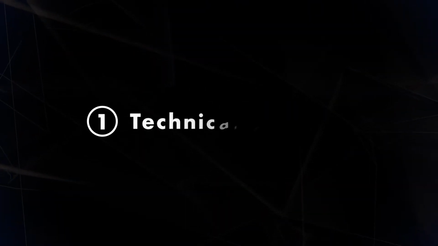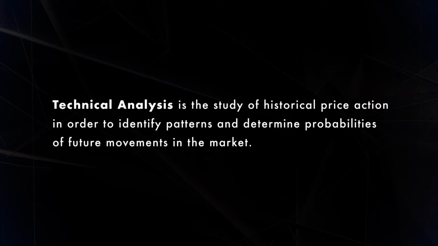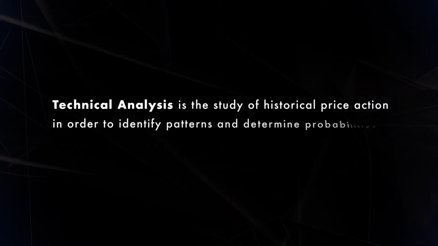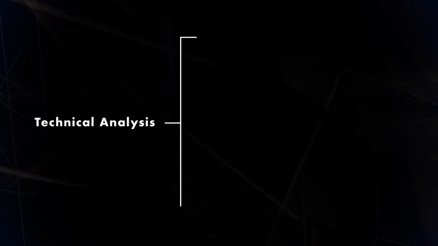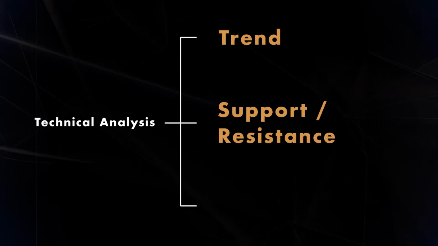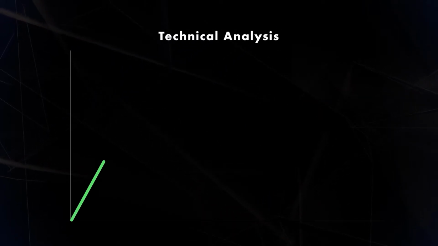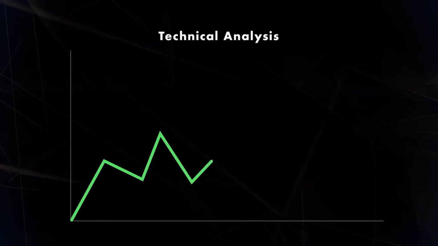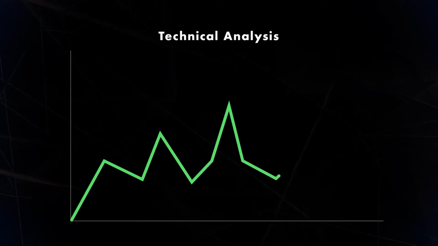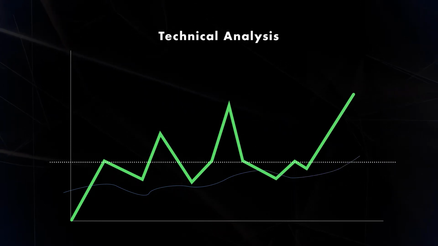Number 1, technical analysis. Technical analysis is the study of historical price action in order to identify patterns and determine probabilities of future movements in the market. We use specific technical indicators and identify important information like trend, support and resistance levels, and moving averages. Technical analysis does not attempt to measure an asset's underlying value, but rather uses price charts and technical indicators to identify patterns that can be used as a basis for trade entries and exits.